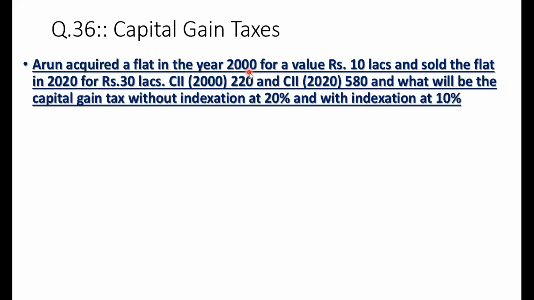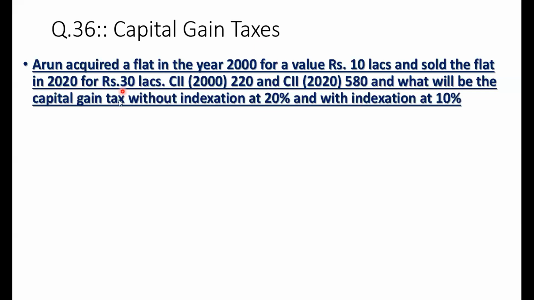Arun acquired a flat in the year 2000 for a value of 10 lakhs and sold the flat in 2020, after 20 years, for 30 lakhs. 20 lakhs he has got as benefit. The CII, what is CII? Cost inflation index. Say in 2000 it is 220, so at that time inflation is very less. After 20 years, the index has become 580 points. Here 220 points, now 580 points.